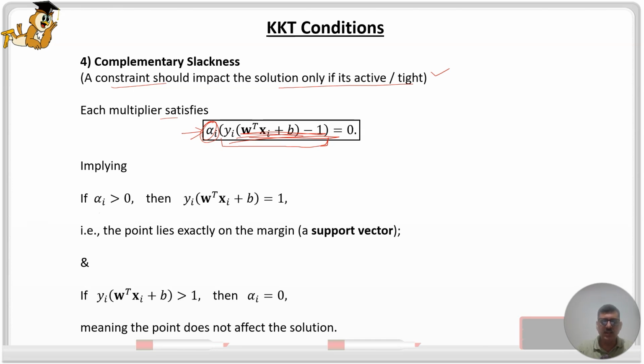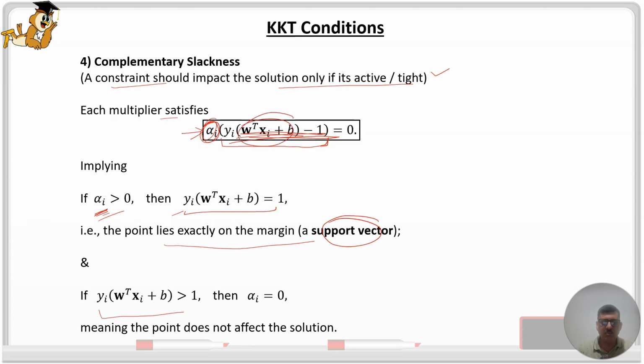So what does it mean to say that alpha i is greater than 0? Alpha i greater than 0 means that yi W transpose xi plus b equals 1, which means that the point lies exactly on the margin. Such points are called support vectors. I will come to this in a moment again, but that is where the nomenclature for this mechanism comes about: support vector machines. So either this has to be true, or if alpha is equal to 0, then this has to be non-zero, or vice versa.